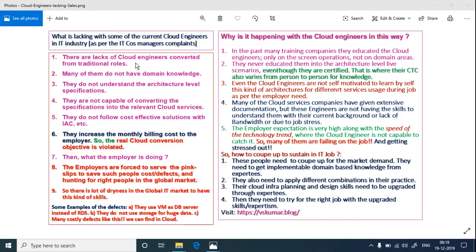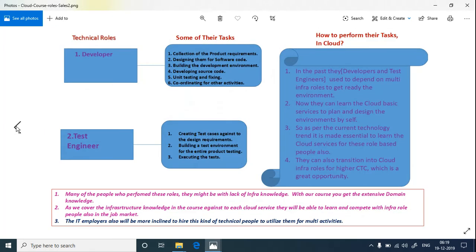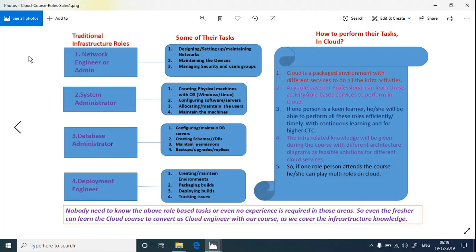There are lakhs of cloud engineers converted from traditional roles. When you say traditional roles, let us look into that first. Let us understand what the traditional roles were that we used to have, then we will come back to the next point. Let me pull that slide for you. Here are the traditional roles related to infra.